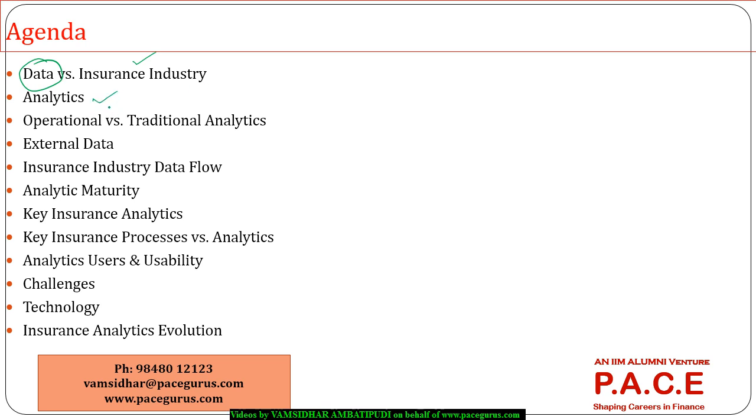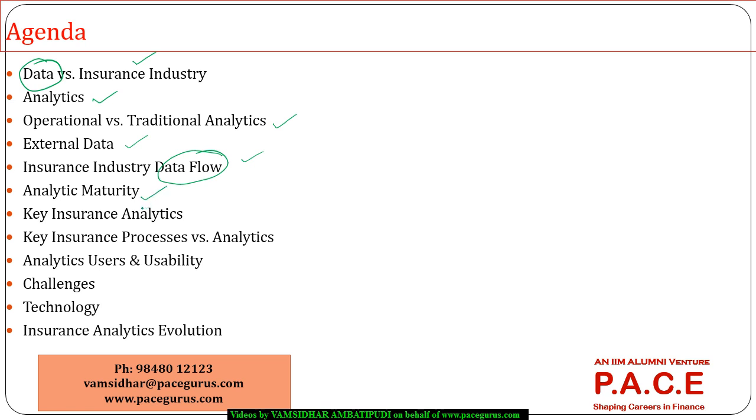So just what is analytics per se? How do you differentiate between operational and traditional analytics? Then what is internal data and external data? What kind of external data is typically available in insurance? And I'm looking at the overall data flow in an insurance industry, which is very much important to see how the analytics flows. So overall, the data and the flow of the data in the insurance industry.